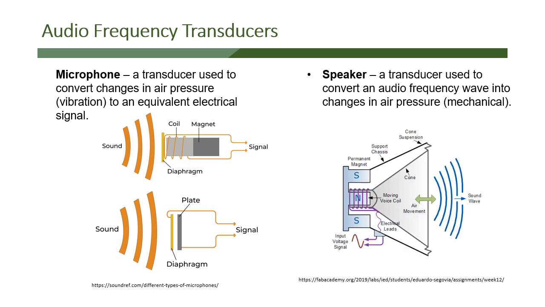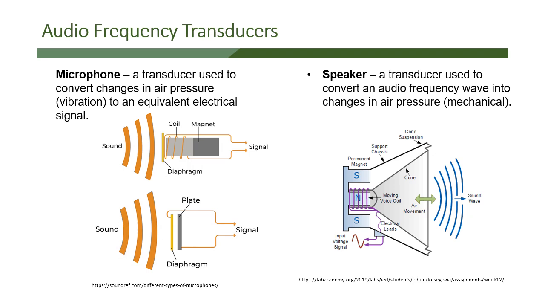On the other side, we need a speaker, and a speaker is a transducer used to convert an audio frequency wave to changes in air pressure, so we can do the reverse. If we have an electrical signal that's varying in frequency based on voice, for example, it's a low frequency, it doesn't radiate, and we cannot hear electrical signals. If I threw an electrical signal out through an antenna, I can't hear that. My senses are not set up to deal with that. So we have to have some way of converting that electrical signal that represents the voice into mechanical movement in the air. And that's what a speaker does.